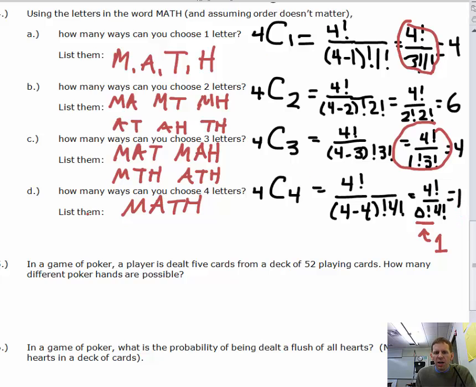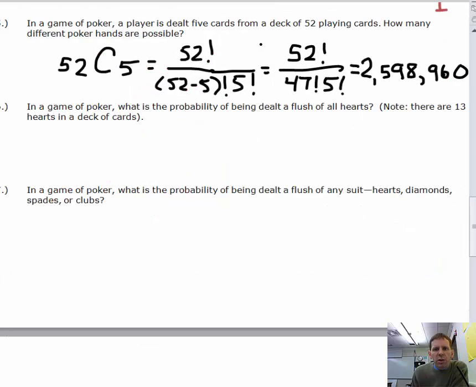In problem 5, you've got a question dealing with poker. See if you can solve this out, and we'll come back and look at your answer. Pause the video. We'll be right back. So in a game of poker, you're dealt 5 cards from a deck of 52. That's 52 cards, and we're choosing 5 of them. You can work out the formulas. If you want to do 52 choose 5 on your calculator, you can do that. The answer you get is 2,598,960 different possible poker hands.